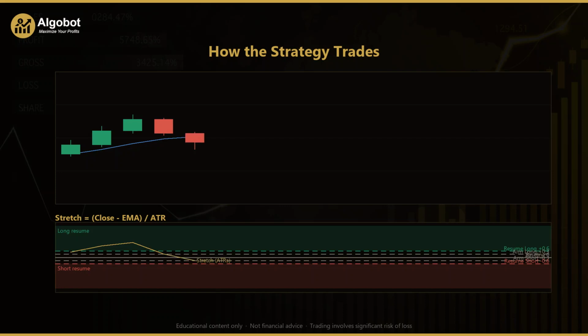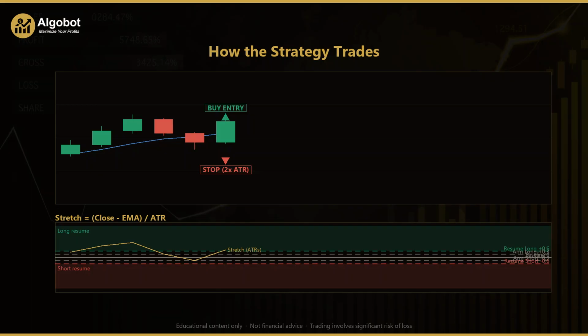Watch the opening candles. Price is climbing and trading well above the baseline, and the stretch down below is riding high, above the upper resume line. The baseline itself is sloping upward, so the strategy has established an up regime. It will only look for long setups here. Now the market does what healthy trends do. It pauses and pulls back.